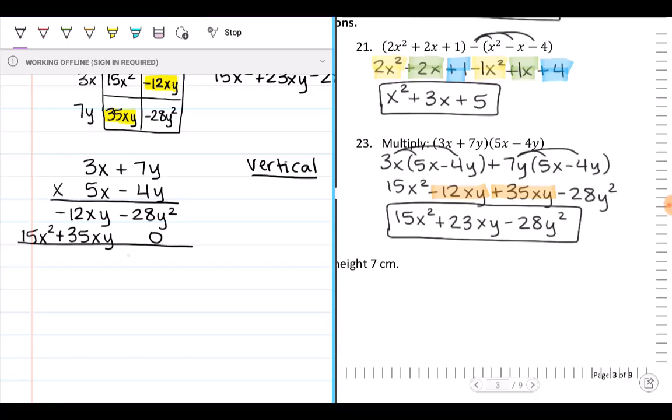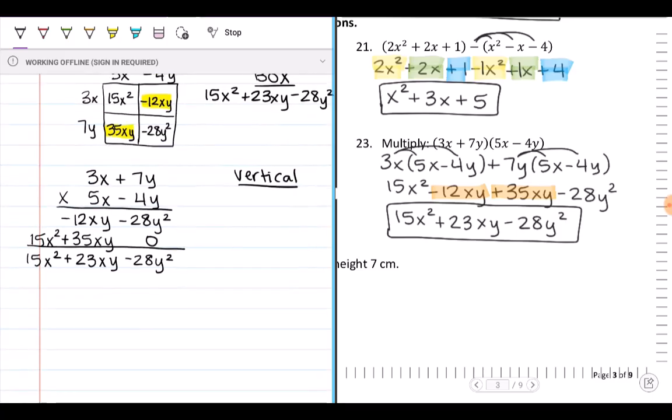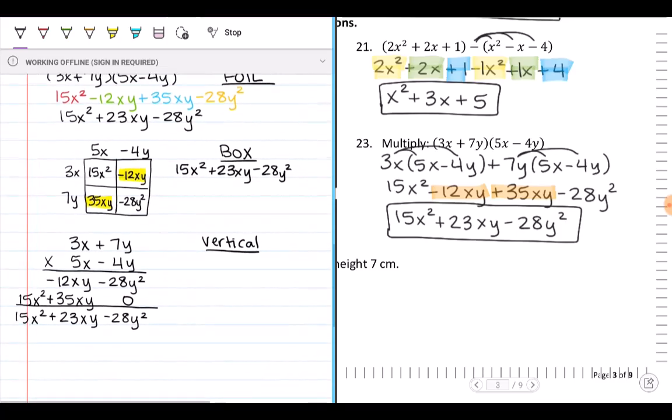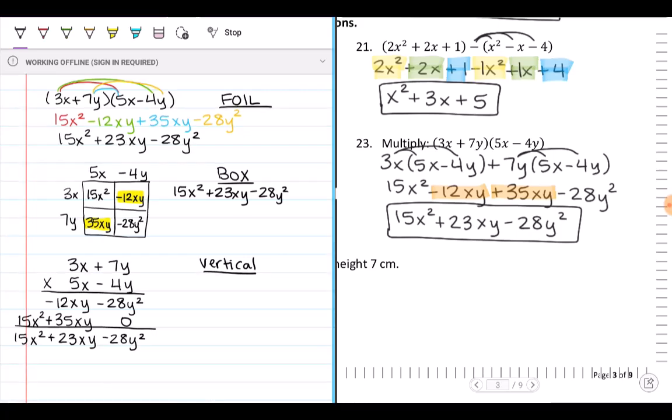Then you add up your columns. So negative 28y squared. Here we get 23xy. And here we get, that's positive, 15x squared. Which, again, same answer, right? Slightly different way of looking at it, so you probably haven't seen it that way before, but this is all the different ways. This of course is the distributive property over here. So take your pick. I've given you four options, and you choose whichever one you like. Okay.